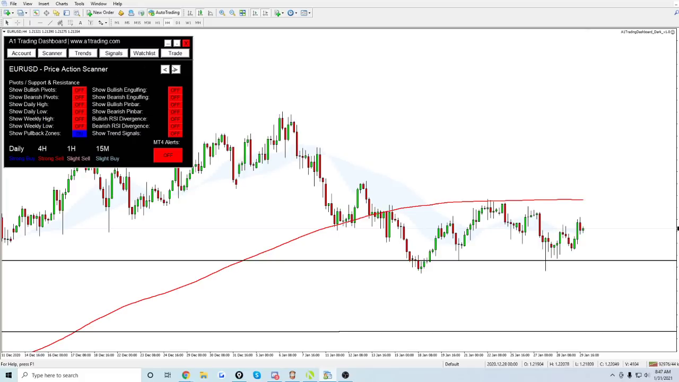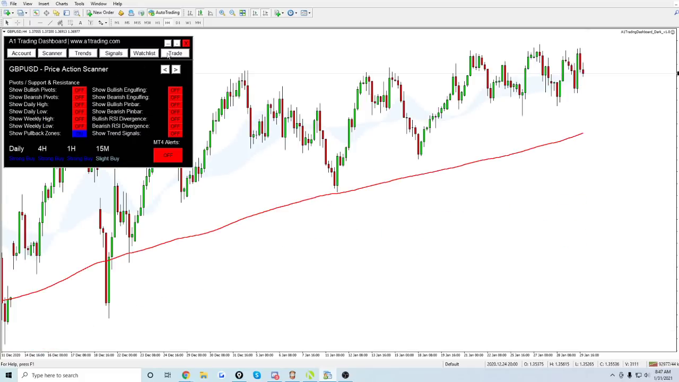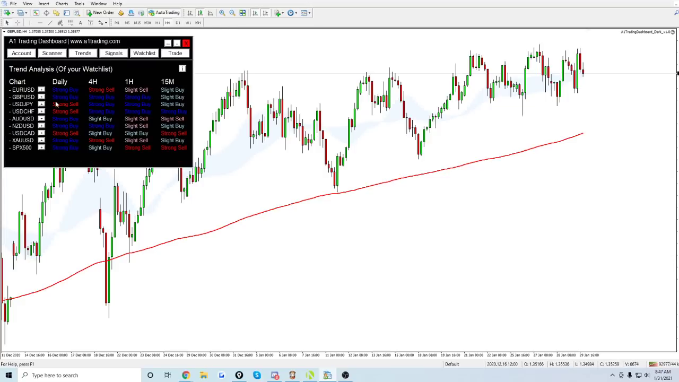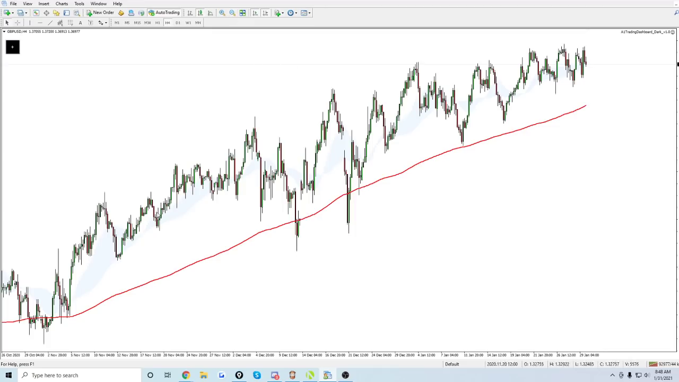Okay, so let's look at another one. We can just switch over to the next chart here, which is going to be GBPUSD. This guy is still in an uptrend here. We can actually see that on the trends tab as well. Look at that, pretty much, let's see. Make sure that's up to date. Lots of strong buying across the board here on GBPUSD, which is a very, very bullish environment.